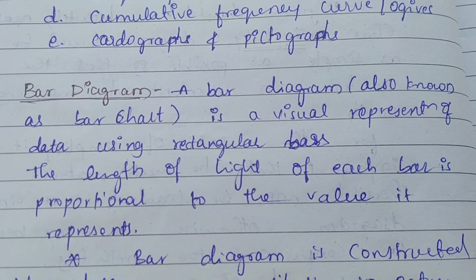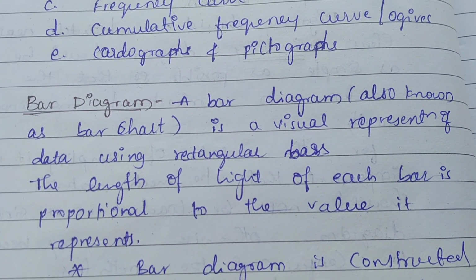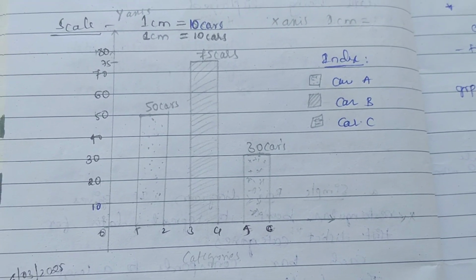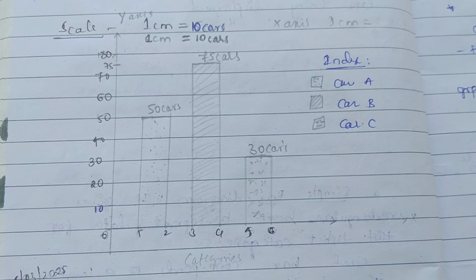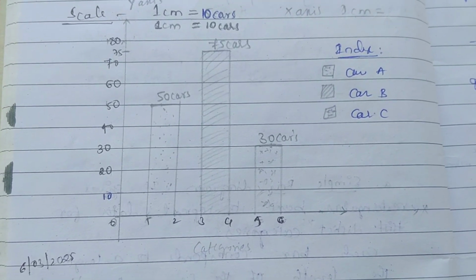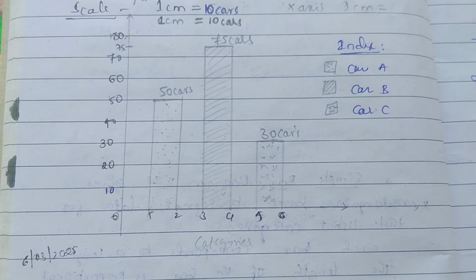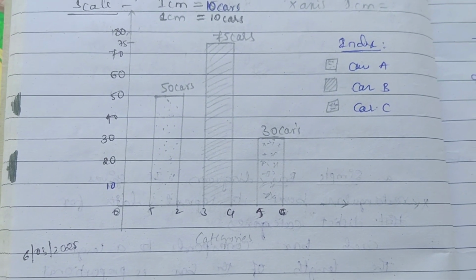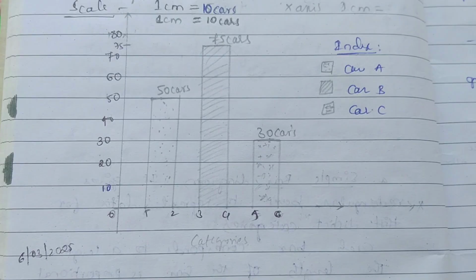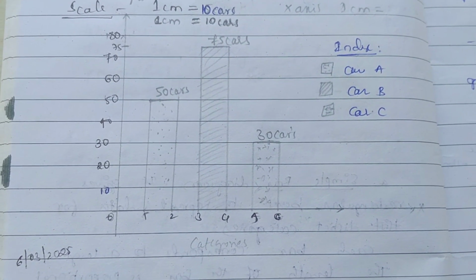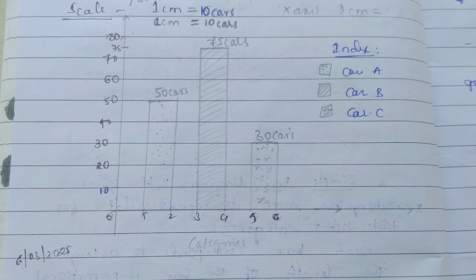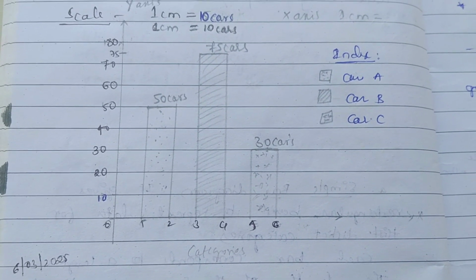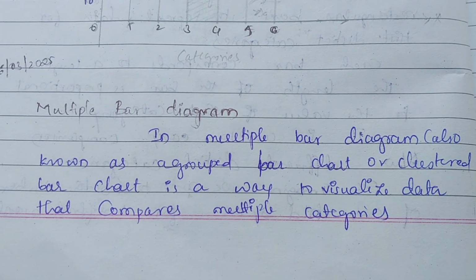Bar diagram is also known as bar chart and is a visual representation of data using rectangular bars. This is an example for simple bar diagram. They have given in a question that car A is 50 cars, car B is 75, and car C has 30 cars, and those three cars are different models. So we have simply presented the different types of cars and their strength, 50, 75, like that, in the form of simple bar diagram.